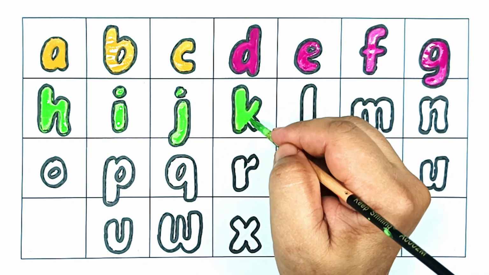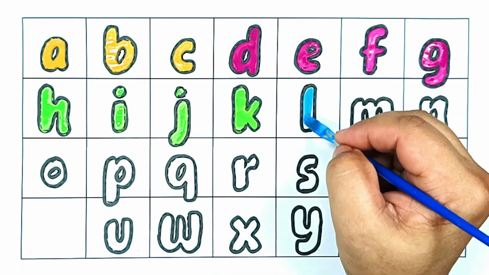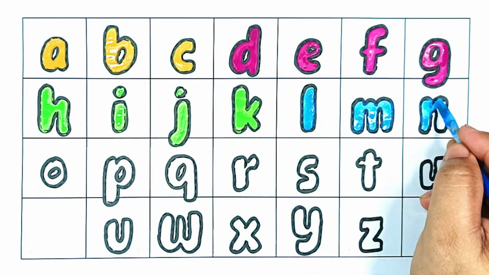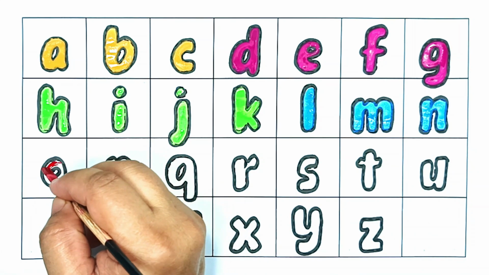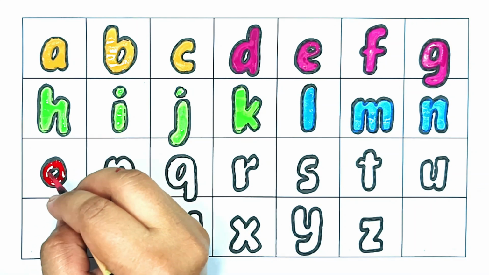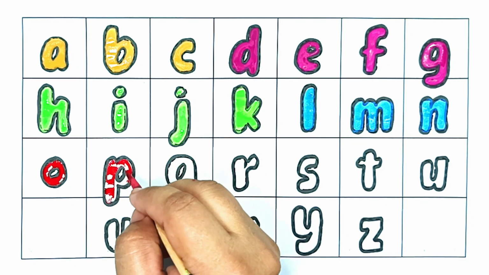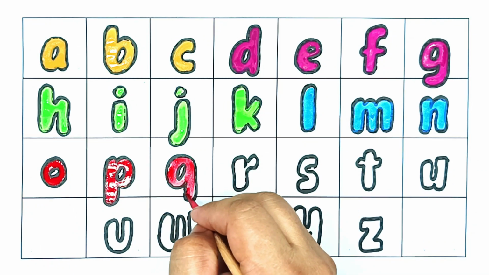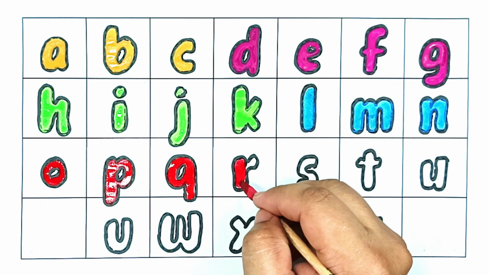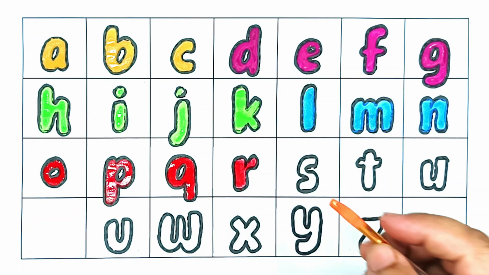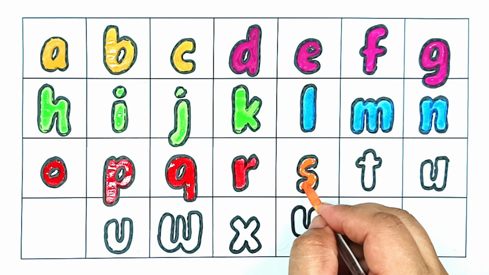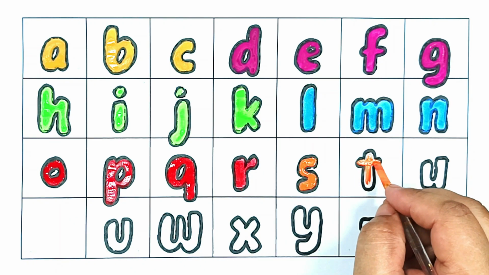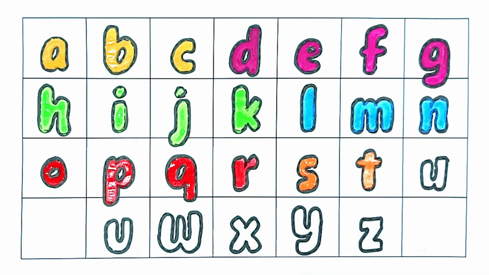K for kite, L for lamb, M for man, N for net, O for onion, P for pen, Q for queen, R for ring, S for star, T for train.